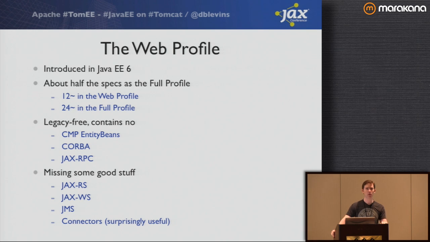Unfortunately, in JavaEE 6, the web profile is missing some good technologies. Those are listed down the bottom. JAX RS is a really important technology. That's actually now in the web profile in JavaEE 7. JAX WS, which is SOAP in various types of XML web services, that's in the full profile. We do have a version of TomEE with it in it. JMS is still a very useful technology. It's only in the full profile, not in the web profile, but of course we do have a version of TomEE with it in there.